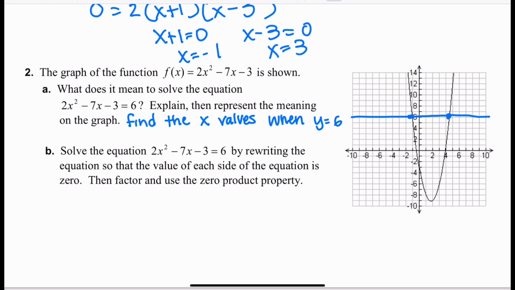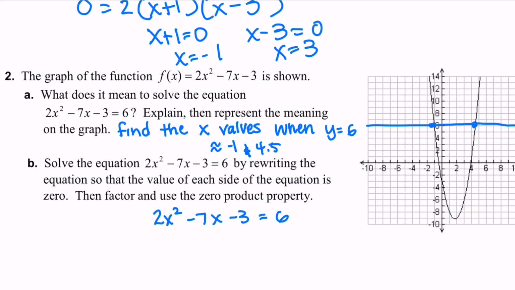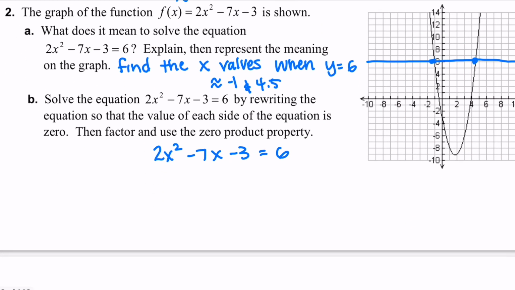So it should be something about -1, approximately -1, and approximately like 4.5. But we can't tell exactly where they are until we do some algebra. So let's look at this equation. Now the only way we can solve a quadratic equation is we want to set it equal to 0. Right now it's equal to 6. So the first thing we need to do is take that 6 and get rid of it.